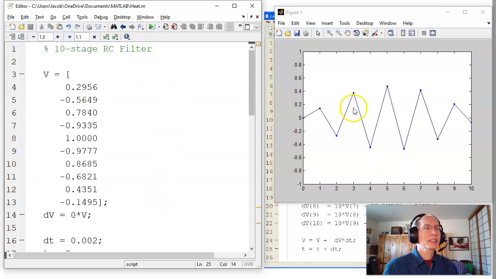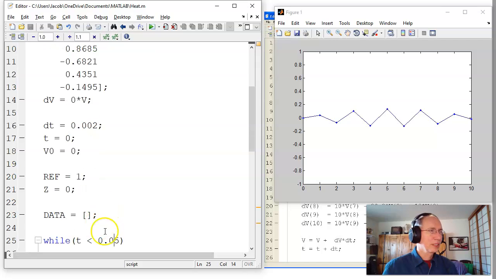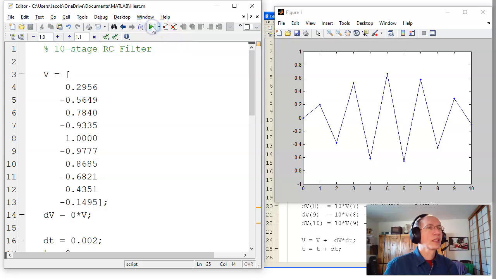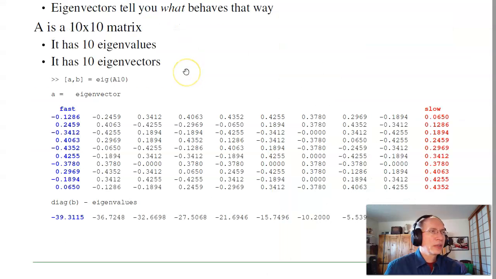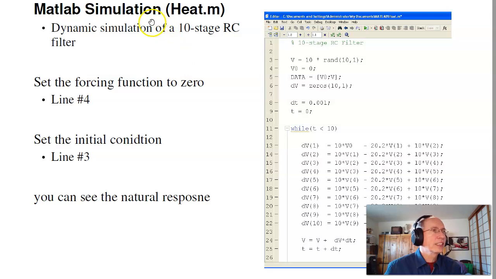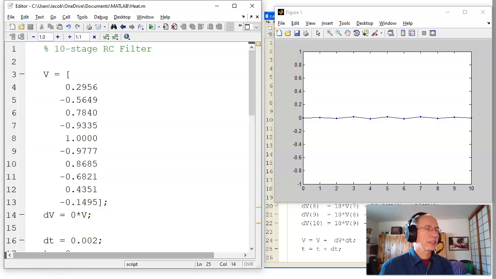If I run it, notice the shape. The shape is the eigenvector. The shape stays the same. The eigenvector stays the same. I'm going to run it for a little bit longer. Put 1 second. But the amplitude drops. The amplitude is decaying as the eigenvalue. That was e to the minus 39t. And only that one eigenvector is excited because my initial condition is equal to an eigenvector. So that's the fast eigenvector.